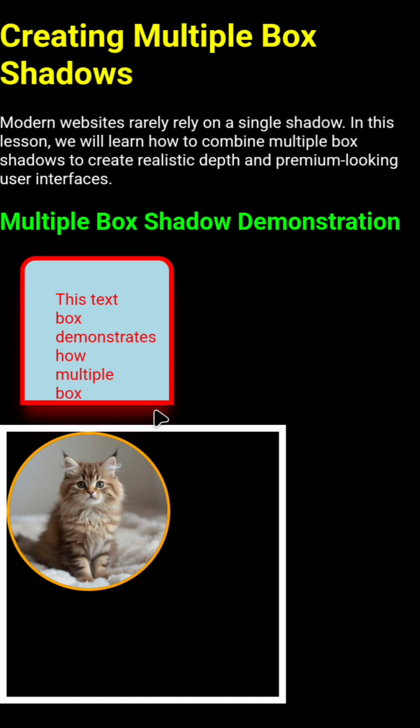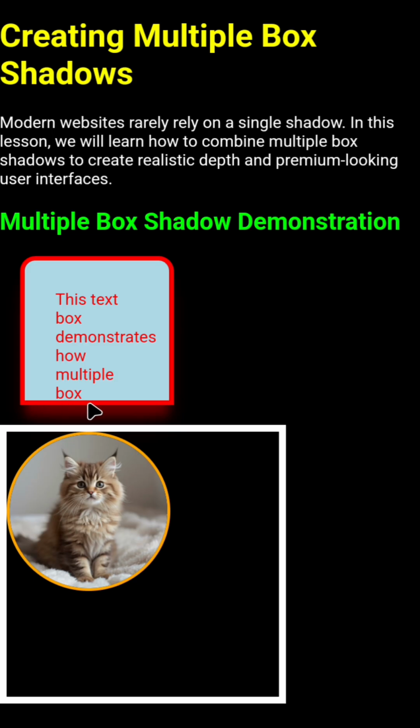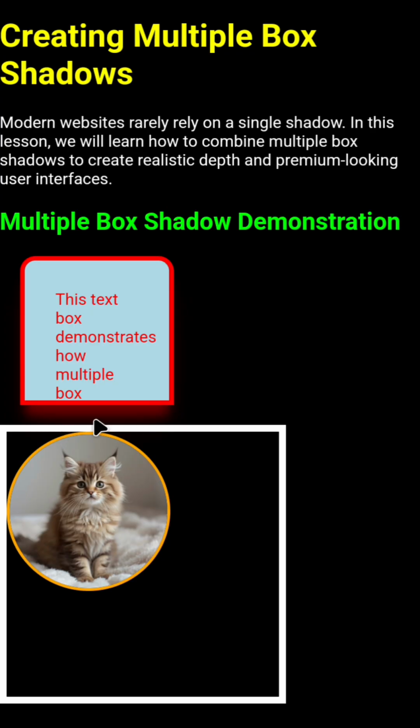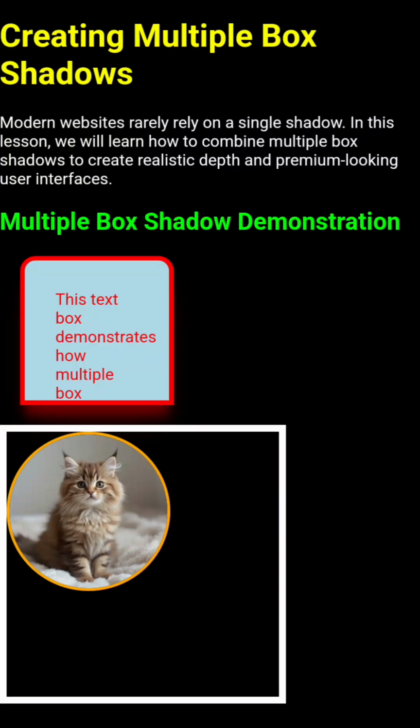Can you see what's happening? The first shadow creates the strong, well-defined depth closest to the box. The second shadow creates a much larger, softer layer underneath it. Instead of competing with each other, both shadows work together. One creates detail, the other creates atmosphere. And together, they make our simple text box look far more realistic than a single shadow ever could.